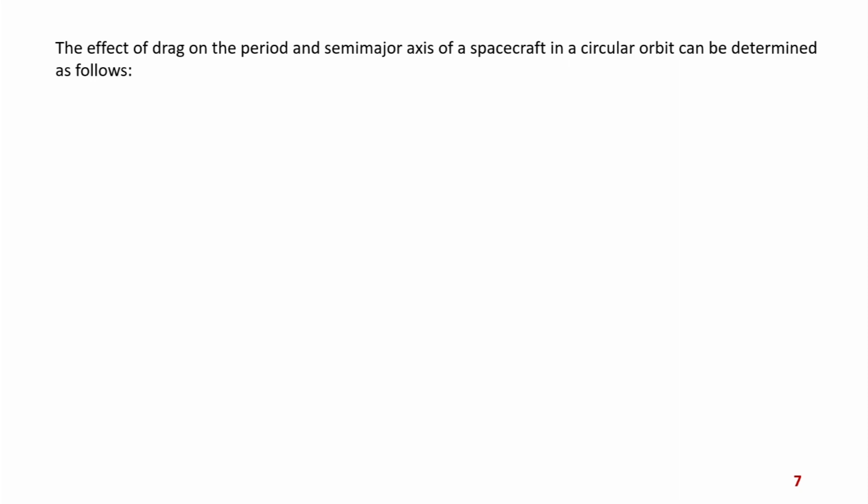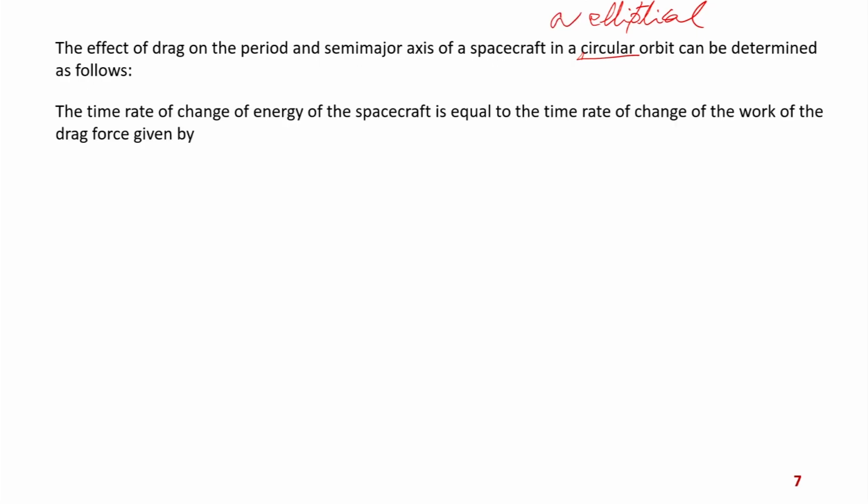Okay. Now the effect of drag on the period. The period is the time taken by the satellite to complete one revolution around the earth in a particular orbit, which is called the orbital period. We will see its effect on the semi major axis of the spacecraft in a circular as well as an elliptical orbit. How can we find that? The time rate of change of the energy of a spacecraft is equal to the time rate of change of the work of the drag force.